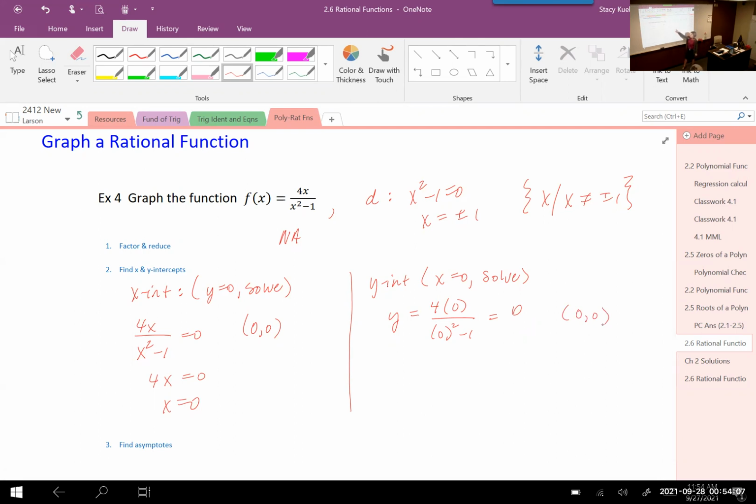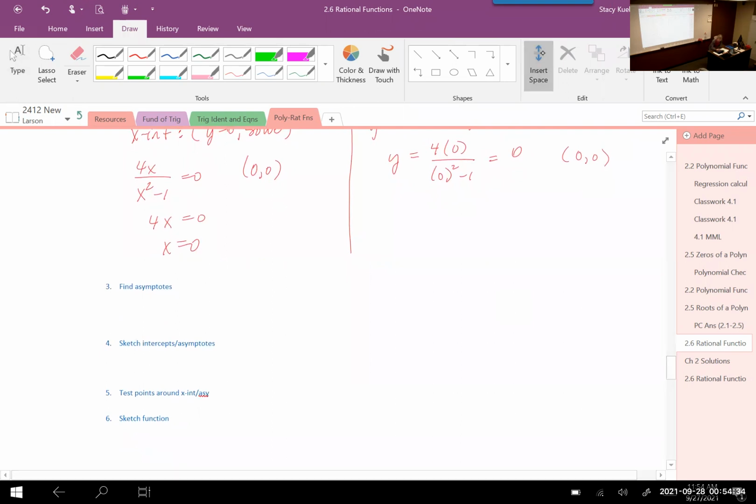Okay, 4 times 0, Javi, is 0. Divided by -1, what's 0 divided by -1? Zero. There you go. What I wondered is, what did you do with the x squared minus 1 on the x-intercept? Did we do anything with that? I multiplied both sides by x squared minus 1, right? I multiplied both sides by the denominator. All right, so we have our intercepts.